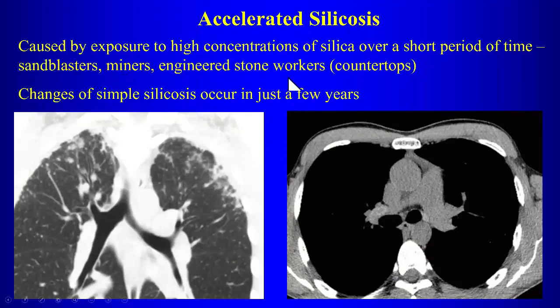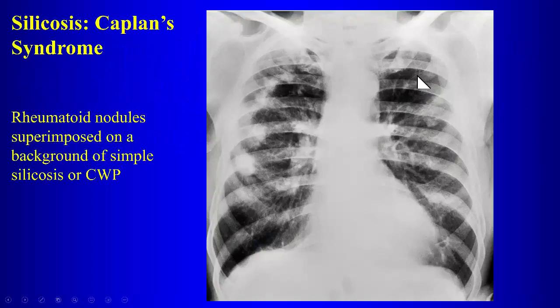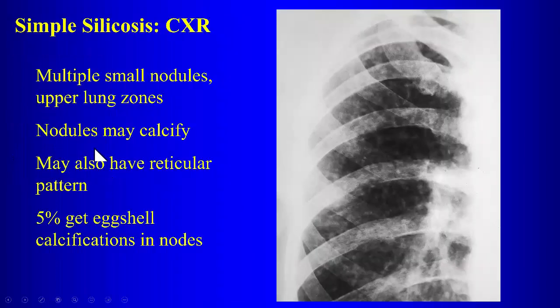So accelerated silicosis, exposure to high concentrations of silica over a short period of time. The changes of simple silicosis occur in just a few years. So just a few years after exposure, they develop nodules, upper lung distribution. This one is starting to form eggshell calcifications there within the right hilar node. And then we already talked about Kaplan syndrome, rheumatoid nodules in patients with rheumatoid arthritis who also have exposure to silica.